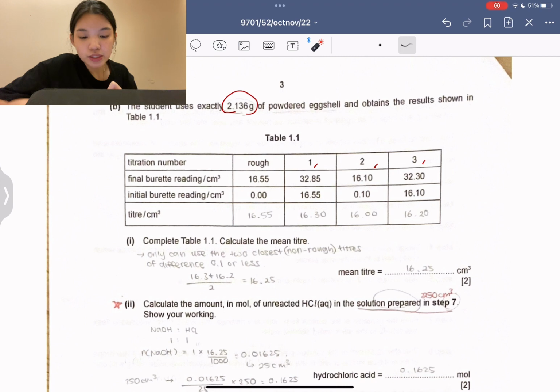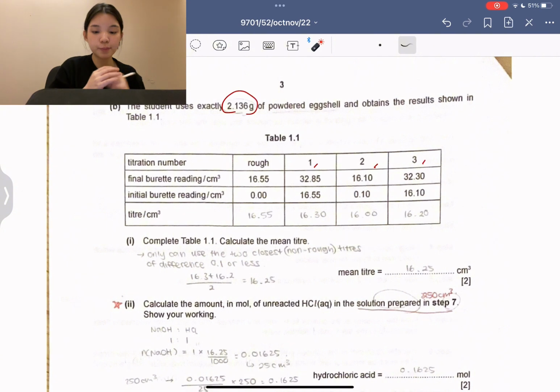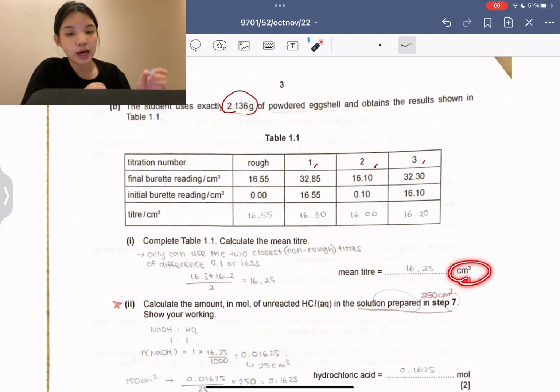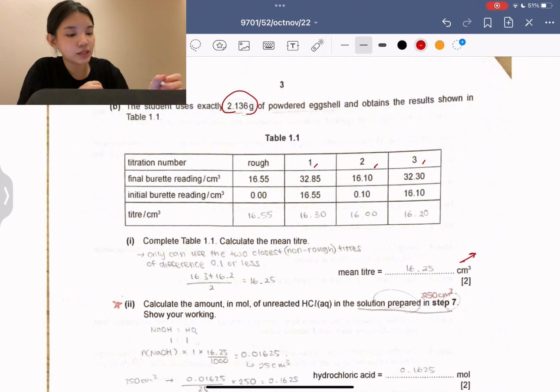Then for part I, complete table 1.1. I did so just now. Then calculate the mean titer. To calculate the mean titer, you can only use the 2 closest non-rough titers with a difference of 0.1 cm cube or less. So in this case, we would choose 16.30 and 16.20 only. Then you find the average of them. 16.3 plus 16.2 divided by 2 becomes 16.25 cm cube. Note that this is the mean titer of the solution in the burette, which is NaOH in this case.